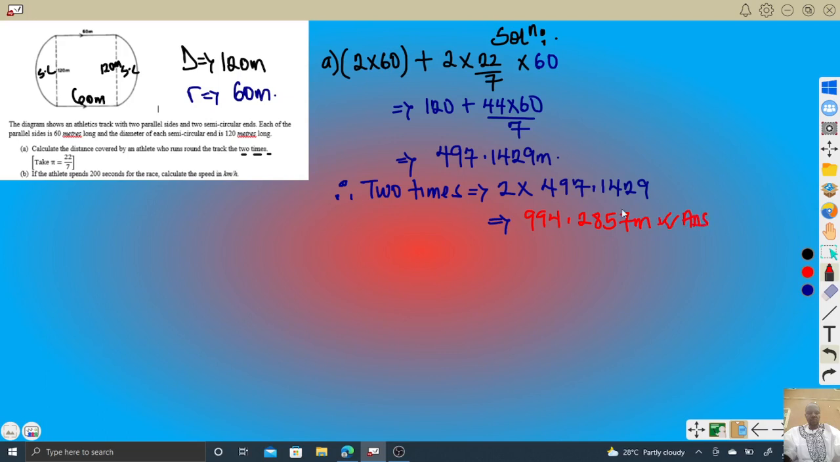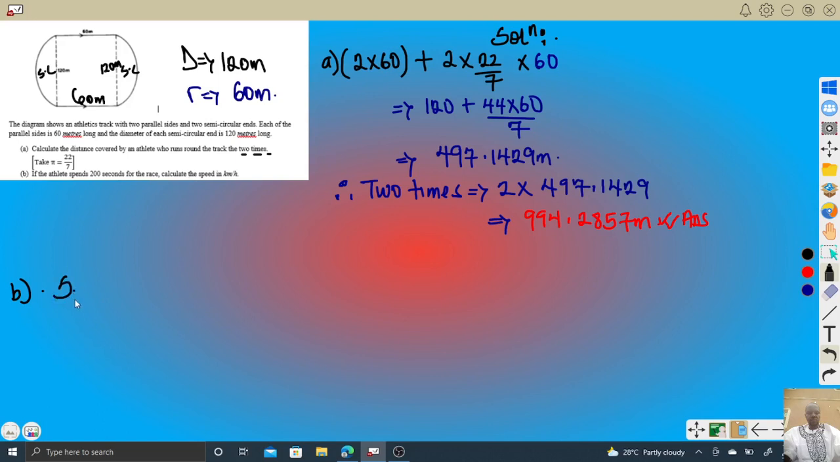If you have solved halfway, you are not going to have a full mark. And if it is objective, it means you have missed it. So that is why I do tell you sometimes theory might be simpler compared to objective. So now the B part of the question. We are told that if the athlete spends 200 seconds for the race, calculate the speed in kilometers per hour. Typical WAEC question.